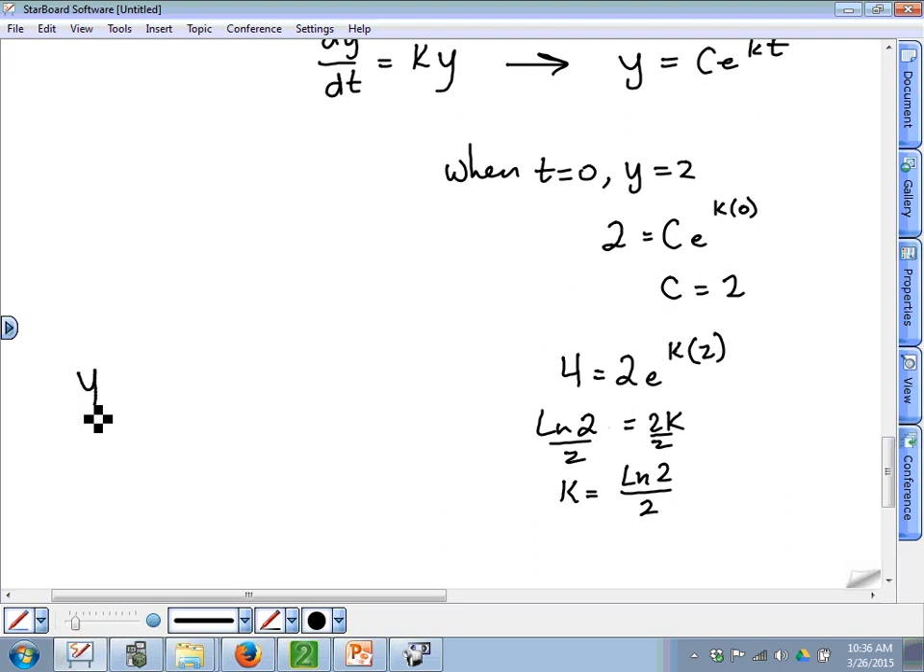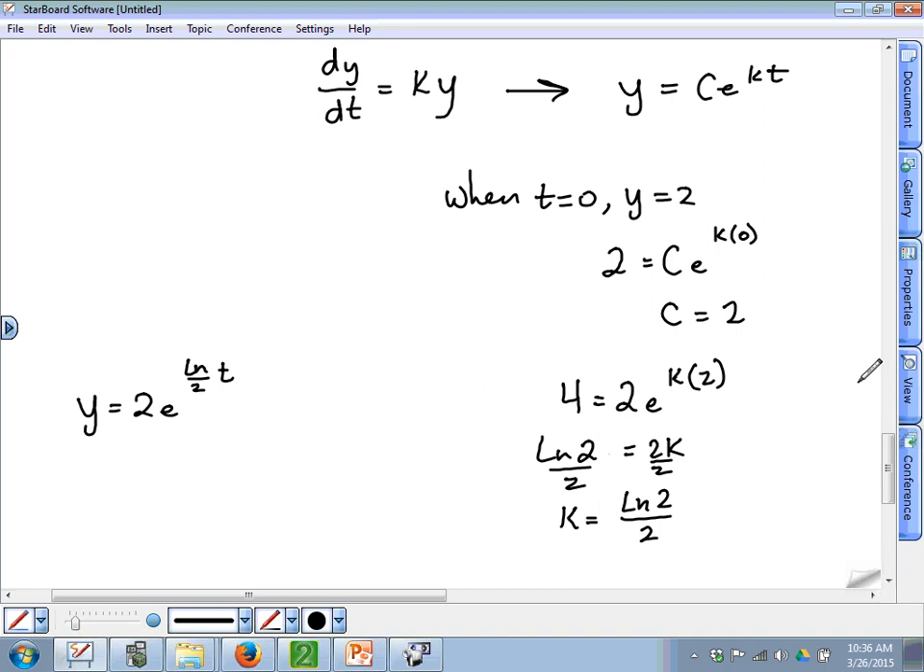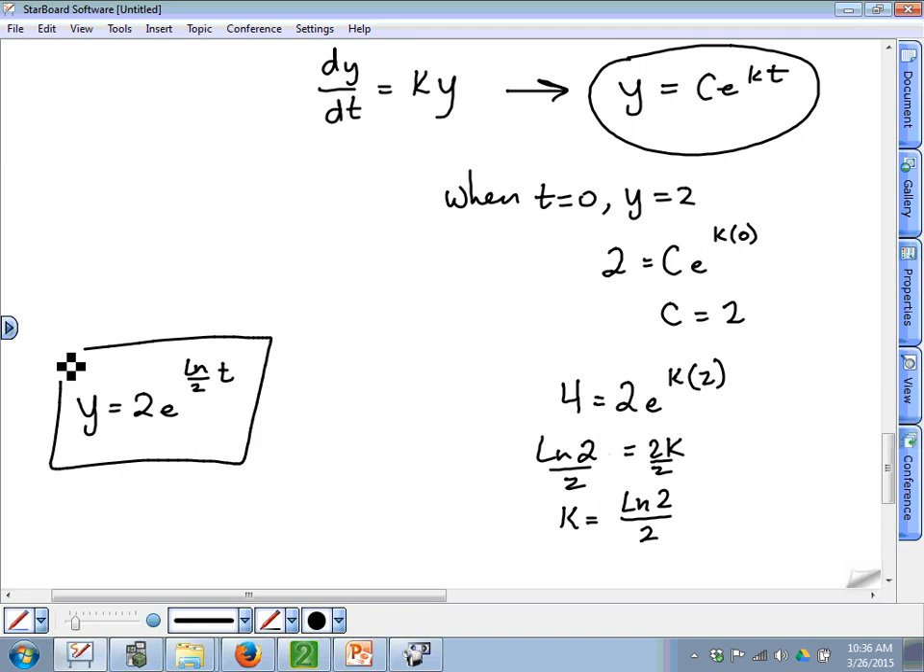So now we have our model. The model is y equals 2e to the natural log of 2 over 2 times t. That's our answer. No, not quite. Let's go back to some terminology that you guys need to be familiar with. This is a solution to the differential equation, but would you call this a general or a particular? General. This is a general solution, right? Because we had some unknowns in there, but by using some initial conditions, we came up with this. What would you call this? That is particular. This is a particular solution.